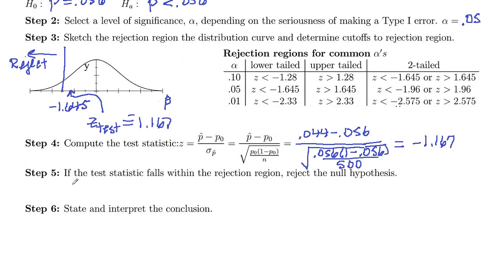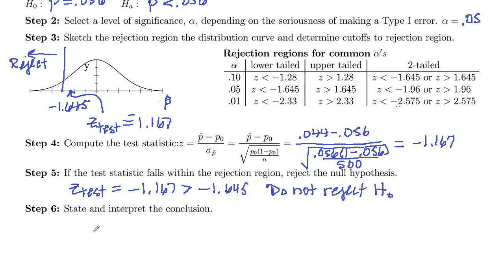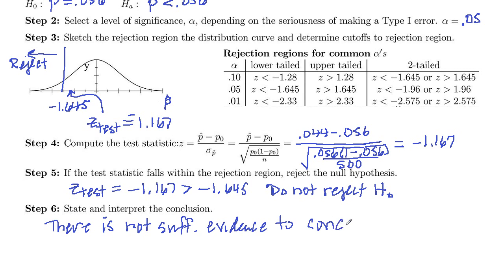So step 5, we say that our z-test here, which is negative 1.167, is greater than the negative 1.645. So we do not reject H0. So let's interpret our conclusion. We do not reject, so there is not sufficient evidence to conclude the alternative hypothesis that p is less than 0.056. So in other words, the new screen is not better.